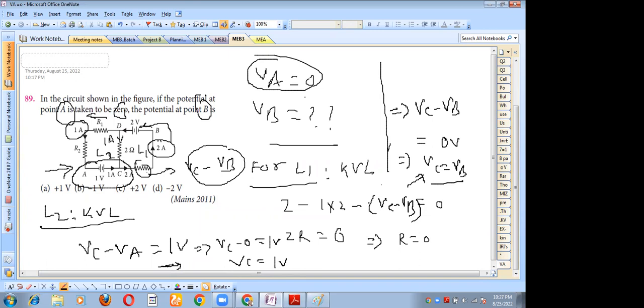So if you got Vc, now you can find Vb. We have seen here that Vc equal to Vb, and we got Vc equal to 1 volt. Therefore, Vb will also equal 1 volt. So the correct option is A. All of you understood this? Anyone having any doubt, please ask. This is a NEET 2011 question and a very basic question based on Kirchhoff's laws. So anyone having any doubt, please ask.